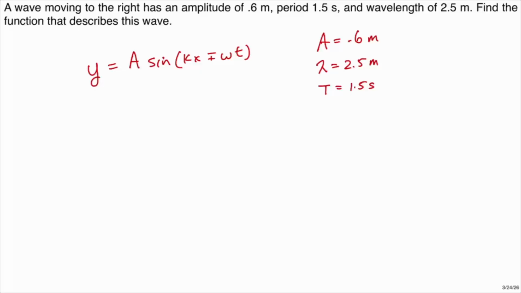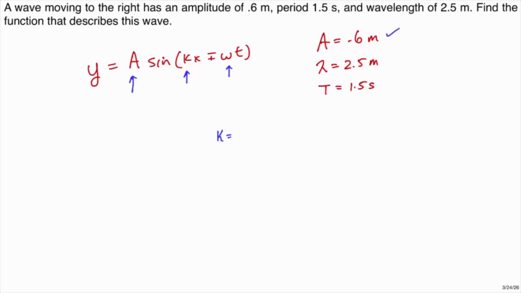Okay, so to be able to write this function down, we need the three things that aren't variables in the equation. X is a variable, t is a variable. They'll change. We can just put whatever numbers we want in for that to find out what's going on. But we need to be able to write down this function. So we have the amplitude. That one's done, right? Okay. So how are we going to find the wave number?